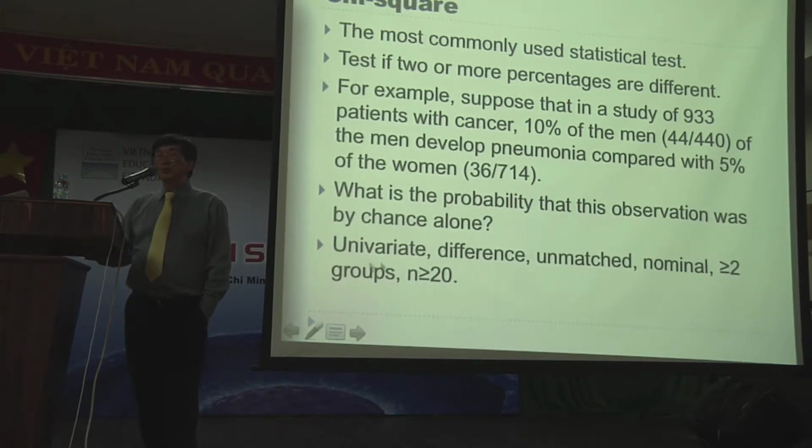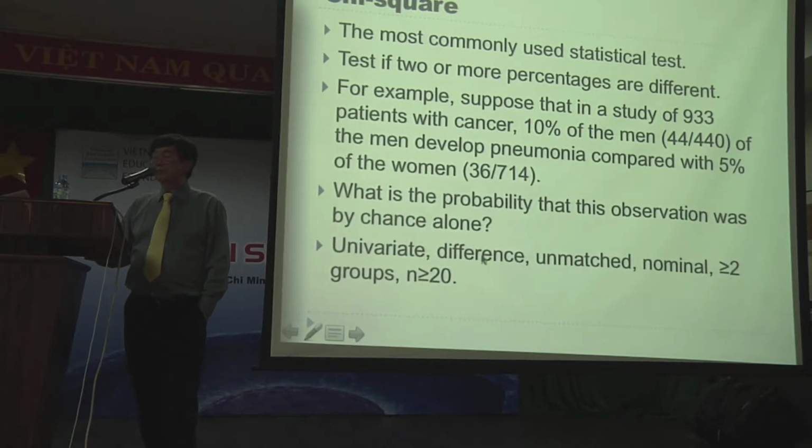So it is a univariate test. It addresses the difference in ratio. Okay? And the samples are unmatched, and these are nominal categorical variables, and it can address more than two groups. But the n has to be more than or equal to 20, and that is one of the limitations.